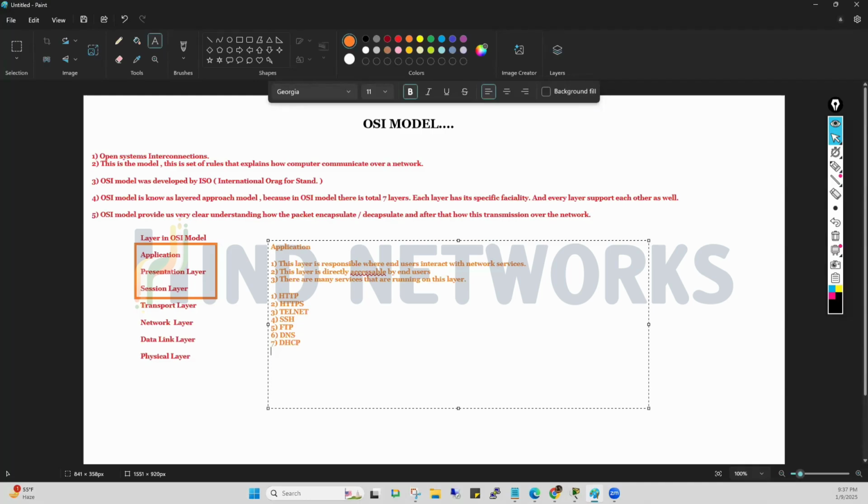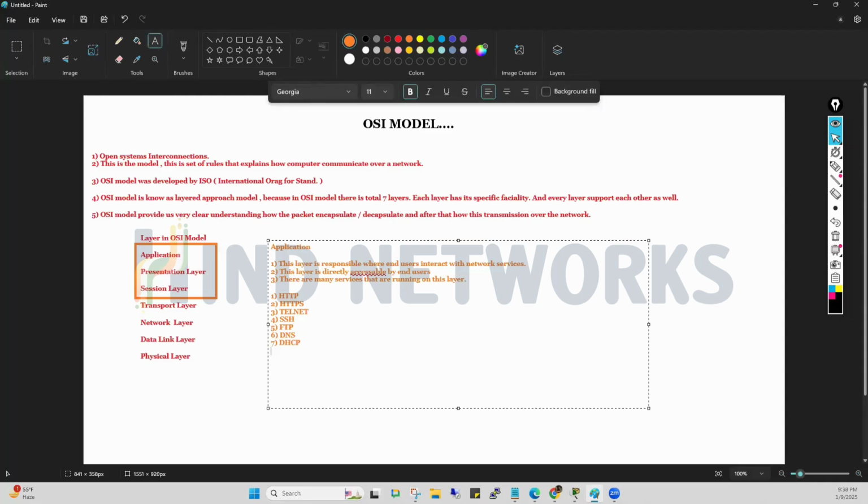For example, if I'm trying to open LinkedIn or Instagram, I know the name, that is fine. But it is not possible to learn the IP address for every website. So DNS is used to resolve the domain name into the IP address. Understand it like this: DNS is a technology that just converts your domain name into the IP address.